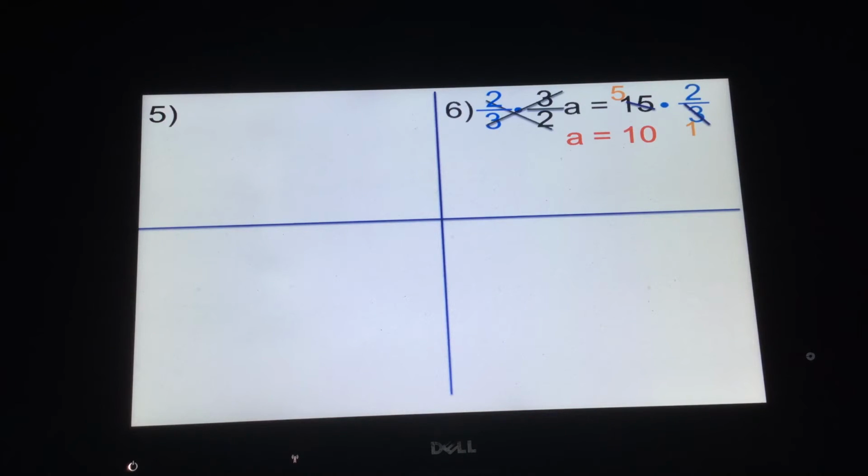Let's go ahead and check this really quick. To check it, we're going to write the original problem, which is 3 over 2 times a equals 15. Let's put the 10 in there. So 3 over 2 times 10, that's going to wind up getting you 15. If you plug it in your calculator, you get that 15. 15 equals 15, and we're good.